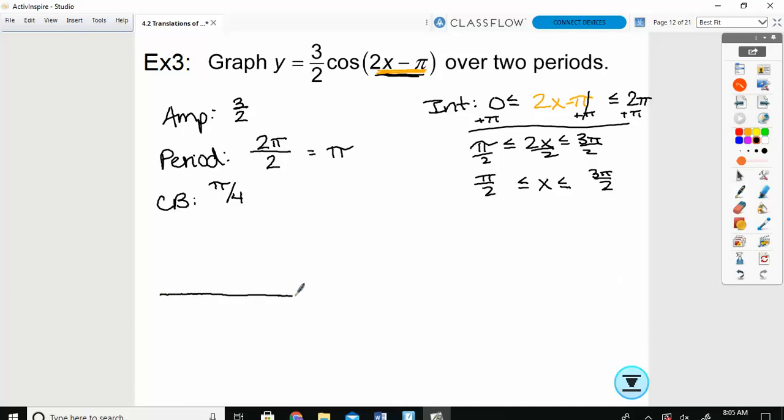So then we can set up our graph. I've asked you, please try to make your spacing consistent. We're starting at pi over 2, which is like 90 degrees. I'm counting by pi over 4, which is like 45. We know we need 5 total points.